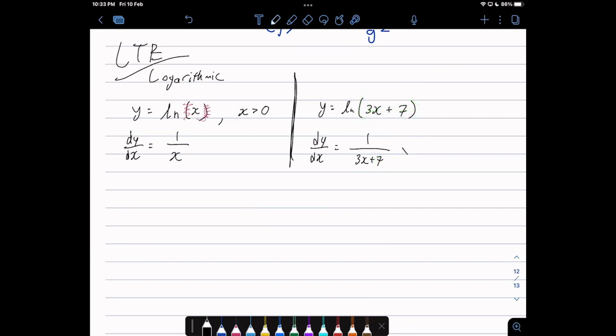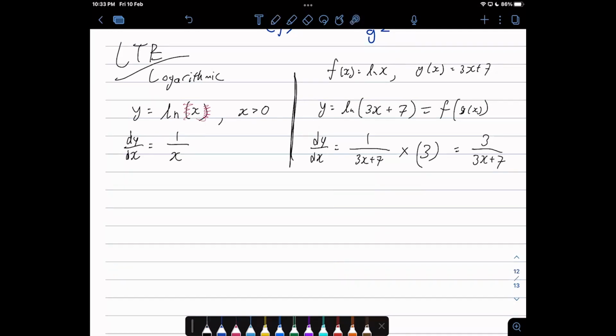Not enough, because this is a composite function. Ln is an outer function, 3x plus 7 is an inner function. Think of it like this: f of x equals ln x, g of x equals 3x plus 7. So this is actually f of g of x. Outer and inner, so chain rule. Chain rule means whatever was inside, you need to differentiate it, g prime of x. Differentiate, you get 3. Then that's your final answer. You can rewrite it nicely as 3 over 3x plus 7. Okay, that's logarithmic.